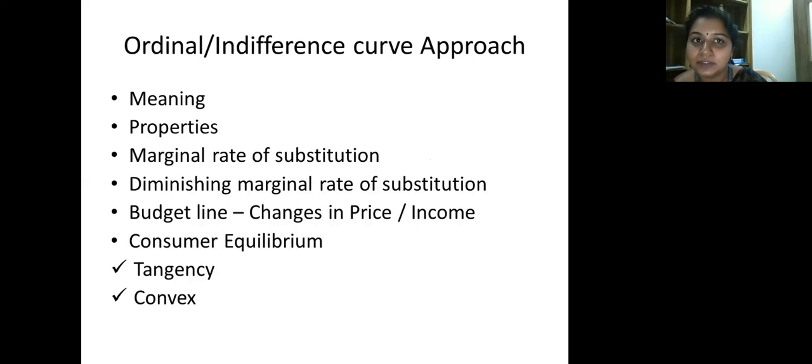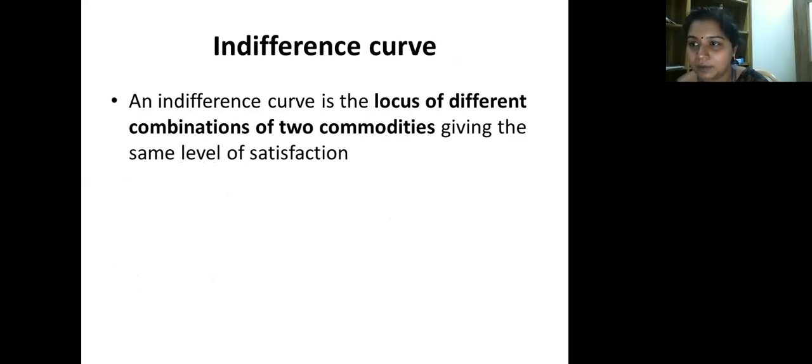Then the next one is the ordinal indifference curve concept. Under the ordinal indifference curve concept, you will be studying the meaning, properties, the marginal rate of substitution concept, and you should know the diminishing marginal rate of substitution, the budget line, how this budget line will change, and then the consumer equilibrium point. So all these things you have to cover under this ordinal utility analysis. We will just start with the introduction of the indifference curve. An indifference curve is a tool used to support the analysis of this ordinal utility.